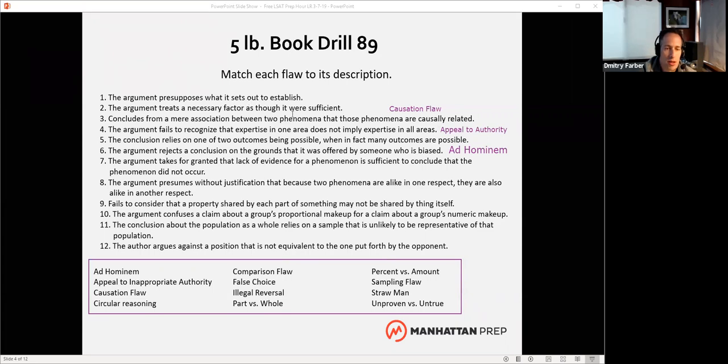Okay. So then circular reasoning, unlike causation flaw, is not terribly important. You want to know what it means and you want to recognize the language that describes it, but you're very unlikely to actually see circular reasoning on the LSAT. And I'll come to a second why.